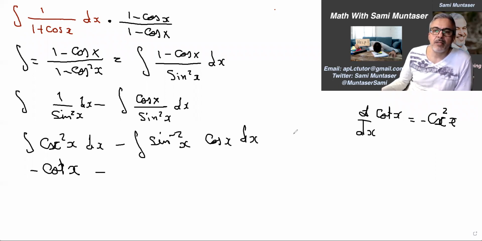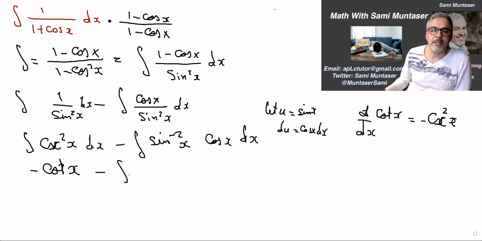Minus this here, I'm just going to let u equal sine x. du will be cos x dx, and therefore this becomes the integration of u to the negative 2, and since we have cos x dx there, that's just du. So to continue, we have negative cotangent x, which we integrated already, minus the integration of, sorry, it's a negative 2, hold on.